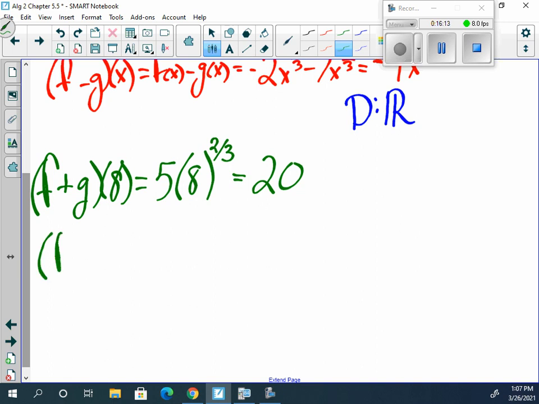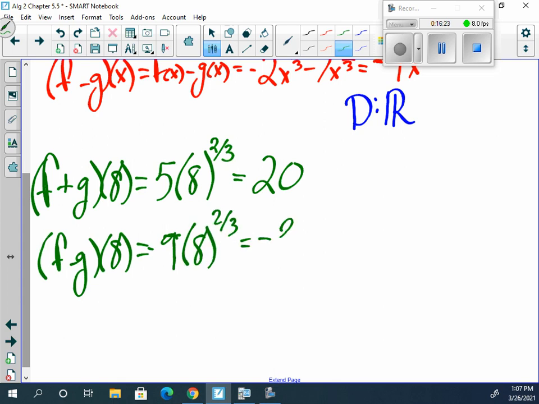And we would do the same thing with subtraction, f minus g of 8. It'd be negative 9 times 8 to the 2/3, which I think you said is negative 36. And we get that there. So we would have those two with the addition and subtraction, and our two with the x's. So 5 times x to the 2/3 and negative 9 times x to the 2/3. And our domains would be the answers that we would have for this here.